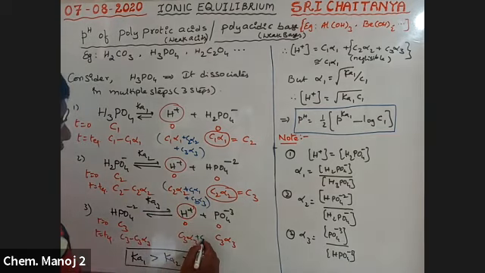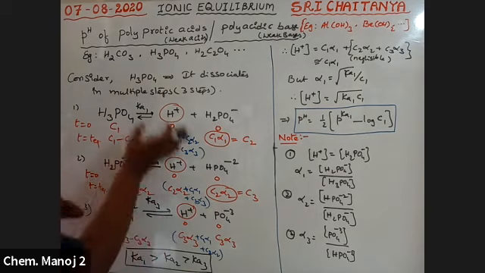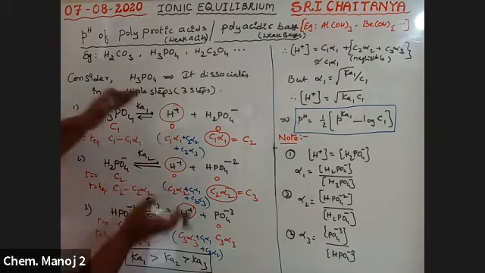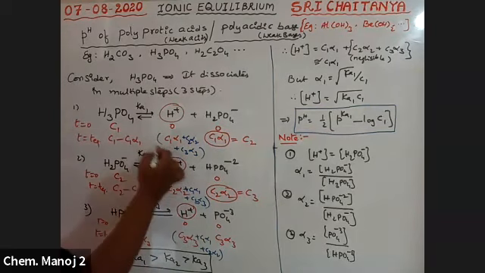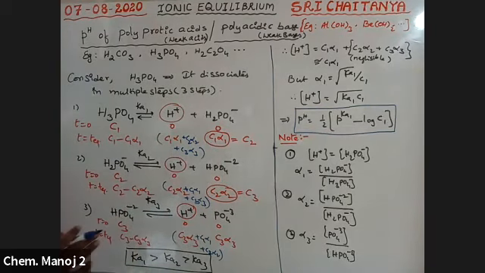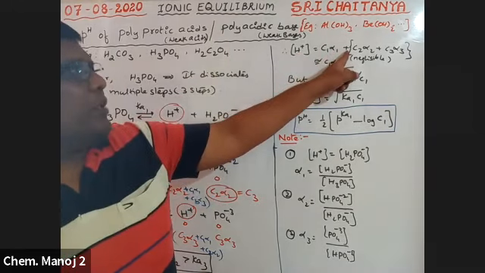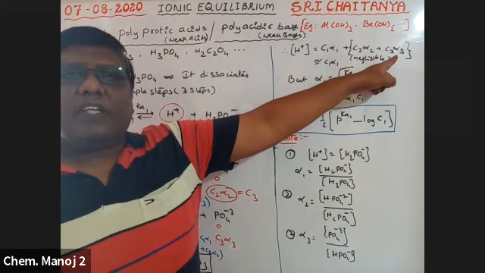Here C3 alpha 3 is there. C1 alpha 1 plus C2 alpha 2 plus C3 alpha 3 is the total H+ concentration. That means the H+ ion concentration is totally considered as a collection of all these, and in every step we must use this H+ concentration. Therefore, the total H+ ion concentration is equal to C1 alpha 1 plus C2 alpha 2 plus C3 alpha 3.